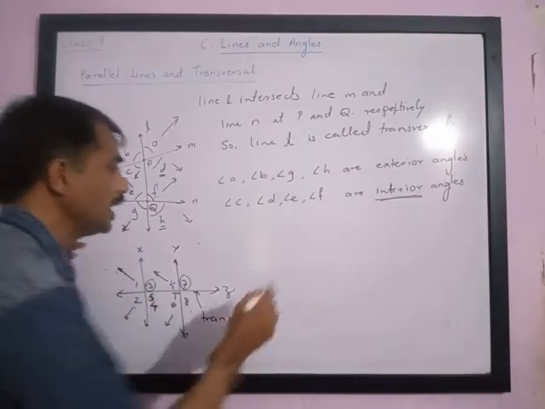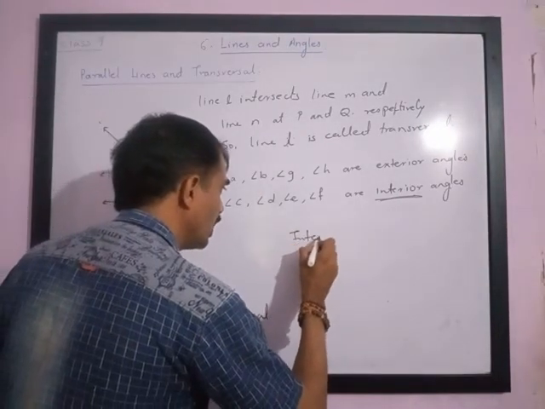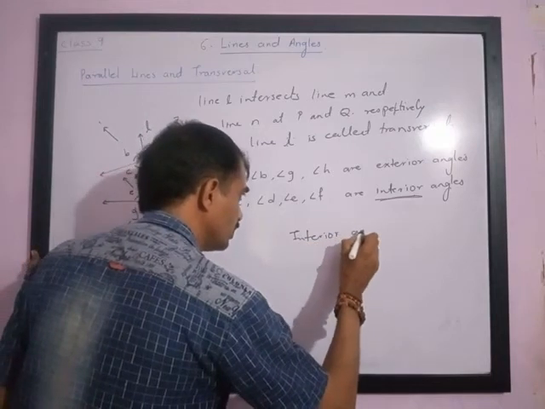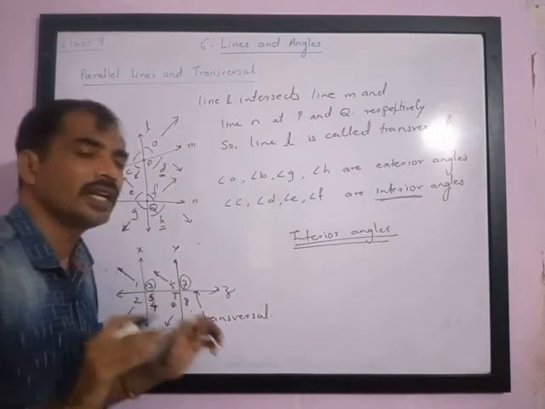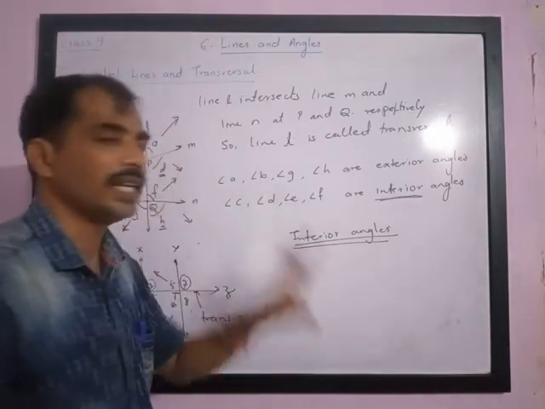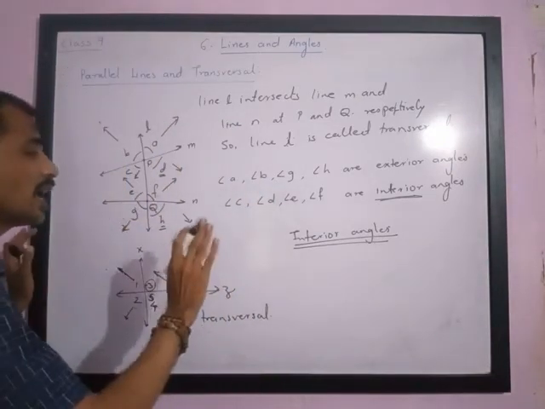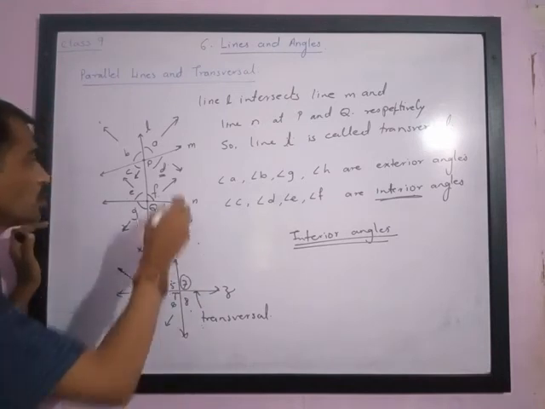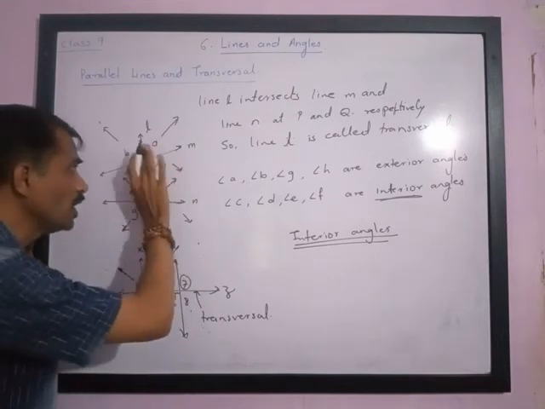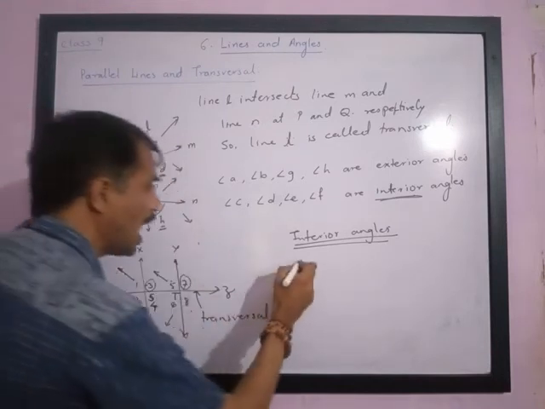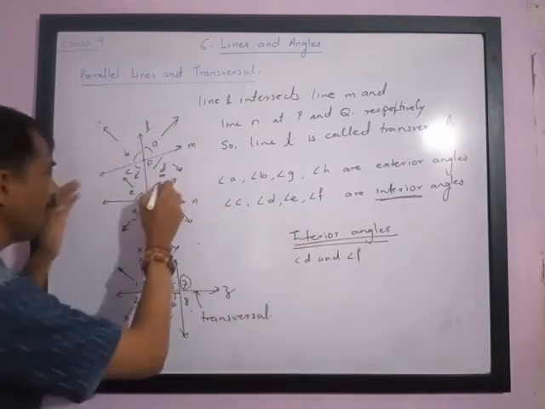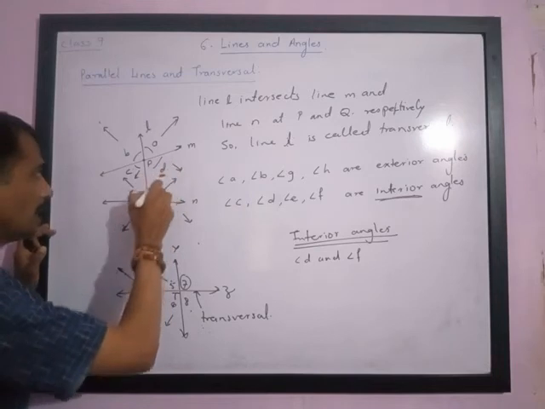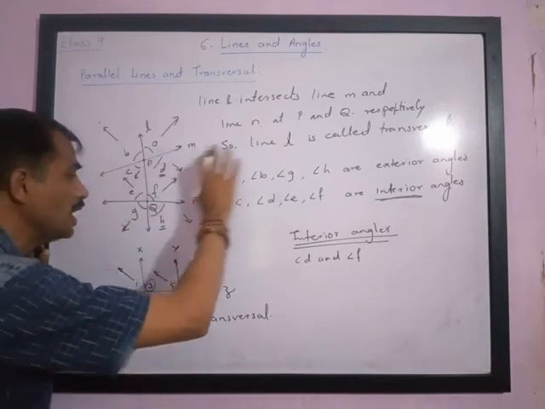Next part is interior angles. Please don't get confused with alternate interior angles and only interior angles. Interior angles are on the same side of the transversal. So here angle D and F, please note, it is on the same side of the transversal. This angle D and angle F form the interior pair.